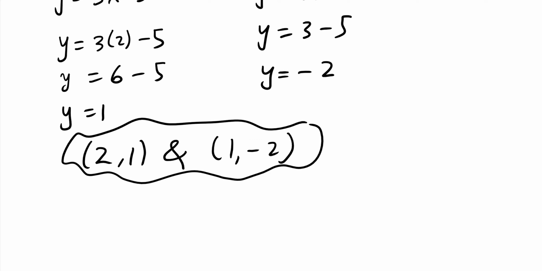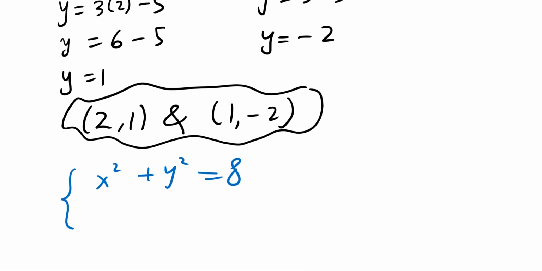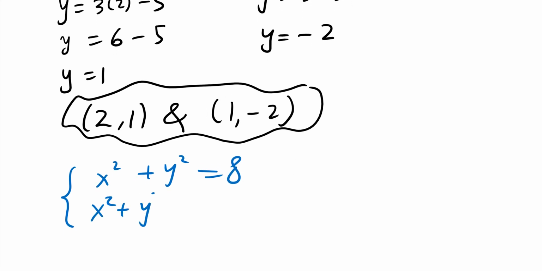Now let's look at a different example. Let's say they give us x squared plus y squared is 8, and x squared plus y squared plus 4y is 0. So what do we need to do here? There's no y equals something to substitute in. Then elimination is the second option to think about. So how do I apply elimination to this?